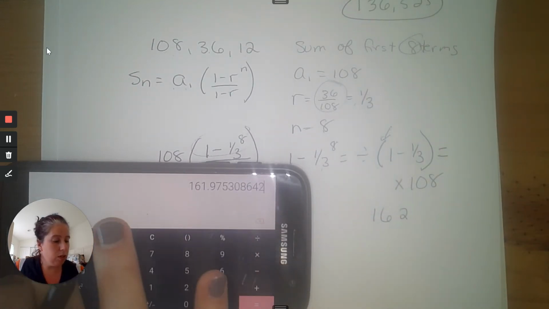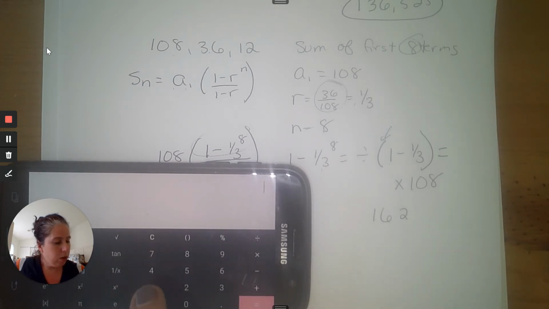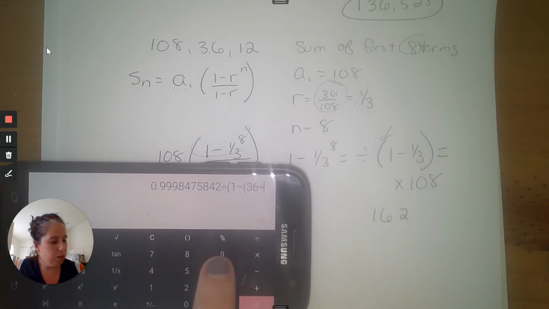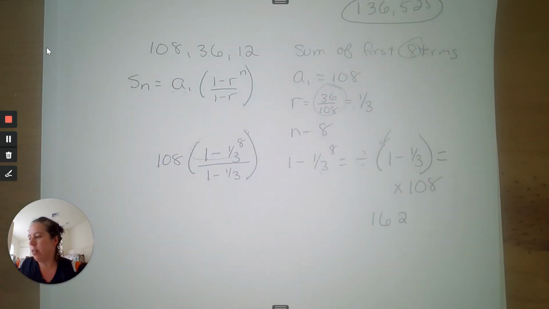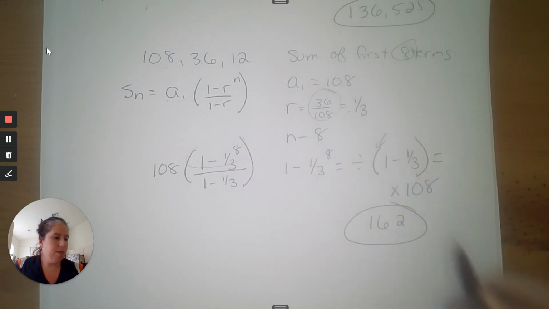So if you were to do this, I can go 1 minus, oops, gotta put in parentheses, 36 divided by 108, close your parentheses, and raise it to the 8th power. I can actually do that and get the same answer. So divided by parentheses 1 minus parentheses 36 over 108, close parentheses, equals, times 108. Okay, still get the same answer. So it's not that big of a deal if you don't reduce that. Okay, all right, there's my answer.